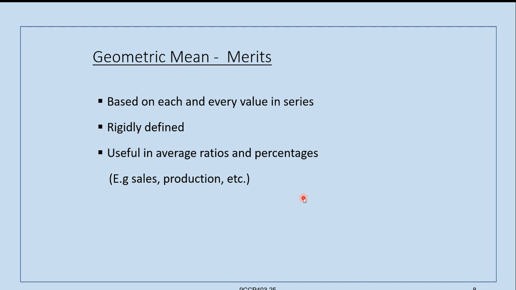It is very rigidly defined. Rigidly defined means exactly defined as the nth root of the product of the given series. That's all. There is no deviation, there is no alternative for this. It is a useful average in ratios and percentages also. Arithmetic mean was not calculated in ratios and percentages, but here we can calculate the geometric mean when averages of ratios and percentages are given.